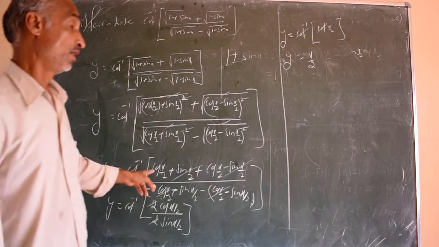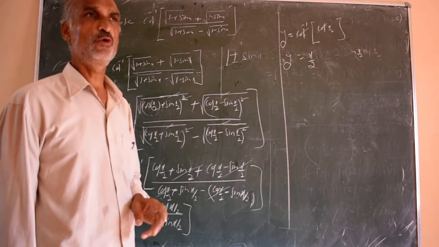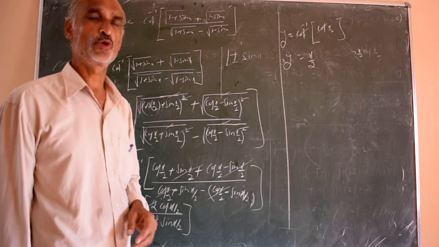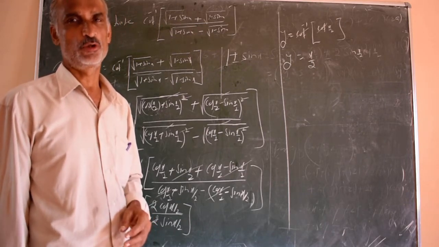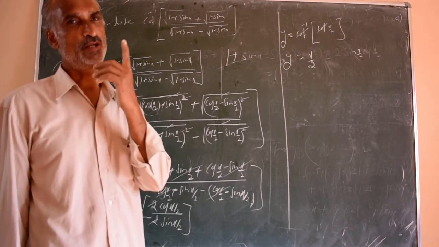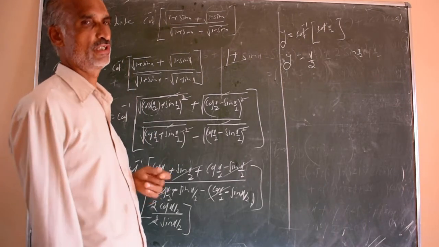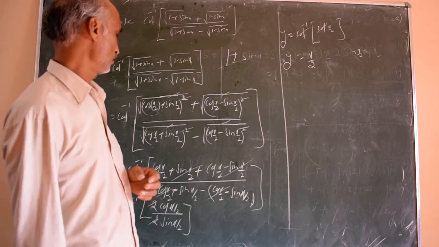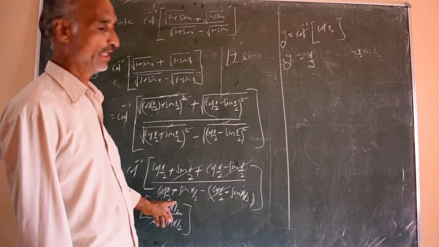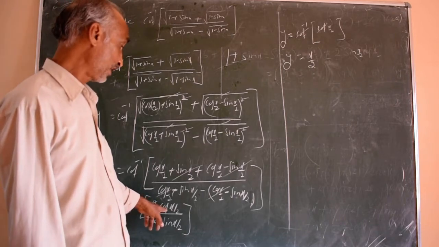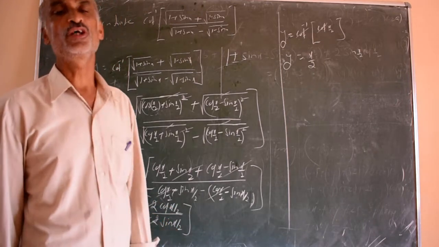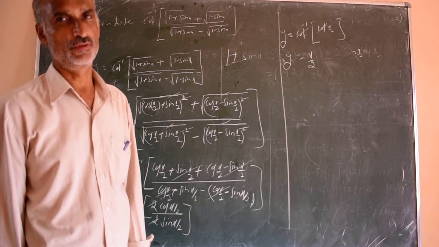Suppose instead of cos x by 2 plus or minus sin x by 2 the whole square, you have taken sin x by 2 plus or minus cos x by 2 the whole square, because a plus b the whole square is the same as b plus a the whole square, a minus b the whole square is the same as b minus a the whole square. So nothing wrong in it, you are not getting the wrong answer, but in the numerator you will be left with sin x by 2, in the denominator you will be left with cos x by 2 in that case.